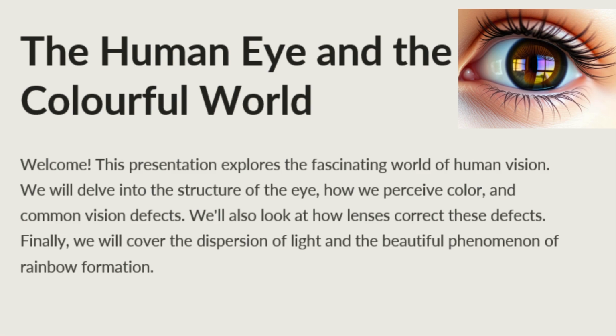The second chapter of Class 10 Physics is The Human Eye and the Colorful World. This session explores the fascinating world of human vision. We will delve into the structure of the eye, how we perceive color, and common vision defects. We'll also look at how lenses correct these defects. Finally, we will cover the dispersion of light and the beautiful phenomenon of rainbow formation.